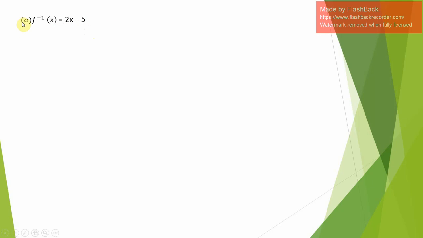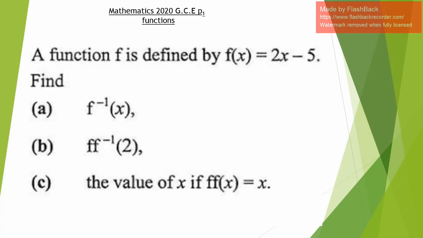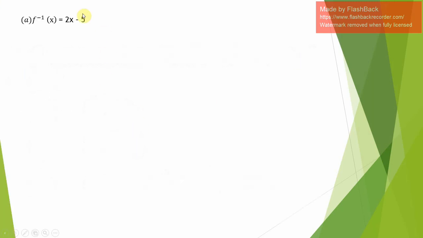Why have I tried to write it in this form? Because the function that has been given says f of x is equal to 2x minus 5. The only difference between this and this is just this inverse part. So if f of x is equal to 2x minus 5, even f inverse of x is also equal to 2x minus 5.